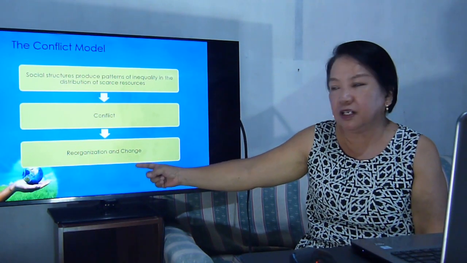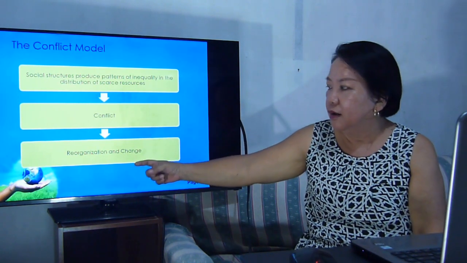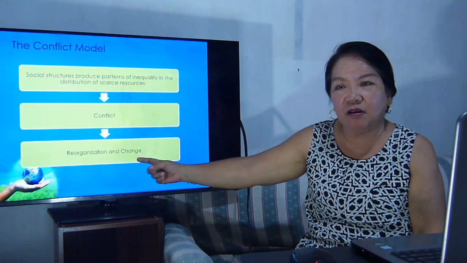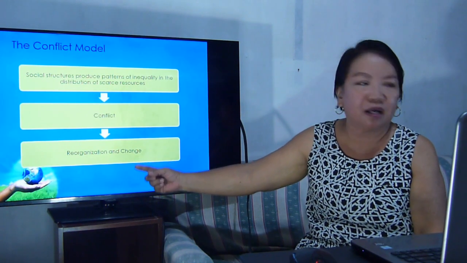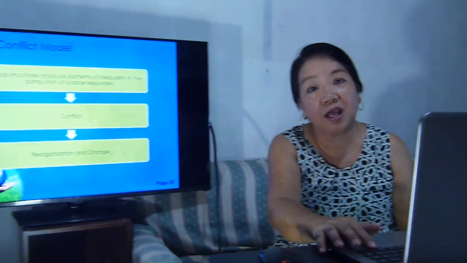Si President Duterte, pag may nakikita siya na conflict, mabilis, no? Nagkakaroon ng reorganization at nagkakaroon ng change agad-agad. Minsan nagugulat na tayo, iba na ang secretary, iba na ang leader dito, no? Okay. So that's it. So consensus and conflict theories.